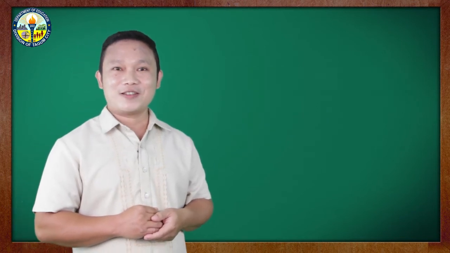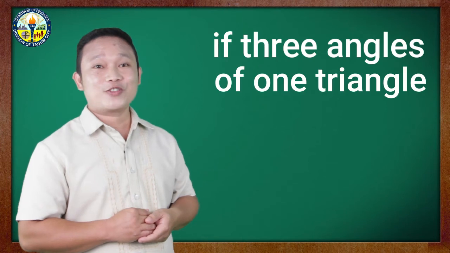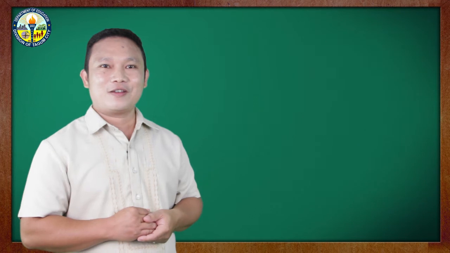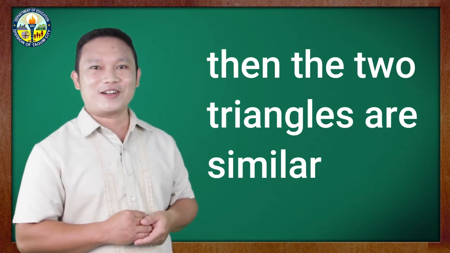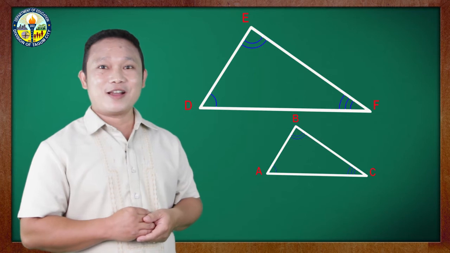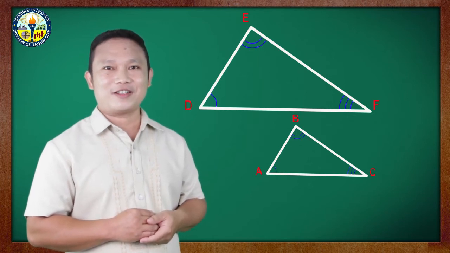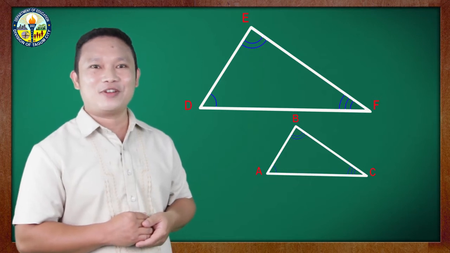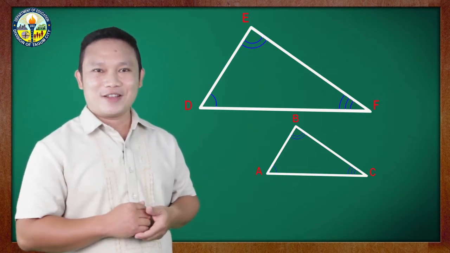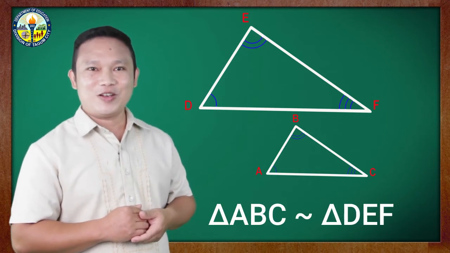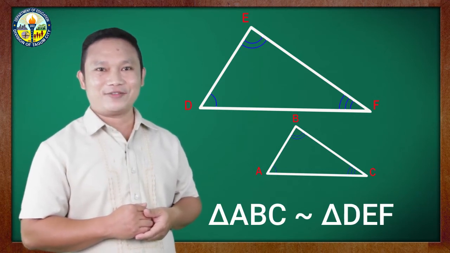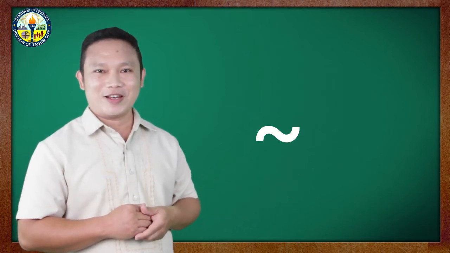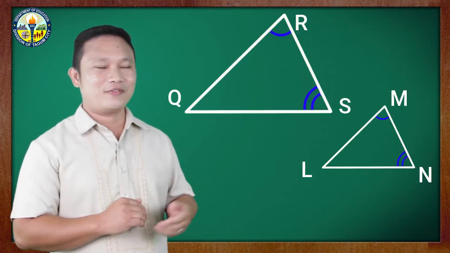This postulate states that if 3 angles of one triangle are congruent to 3 angles of another triangle, then the 2 triangles are similar. Since the 3 angles of triangle ABC are congruent to the corresponding 3 angles of triangle DEF, thus we say that triangle ABC is similar to triangle DEF. This symbol represents similarity. Let's have another illustration.